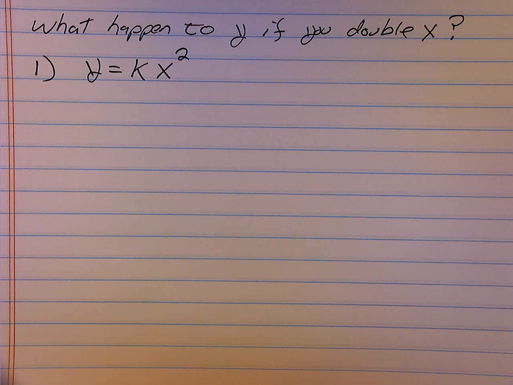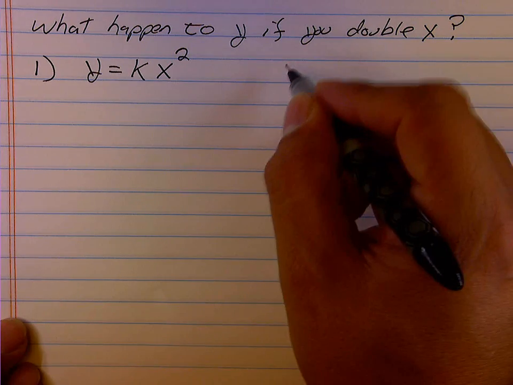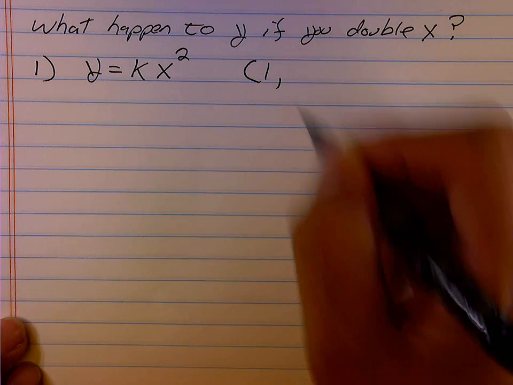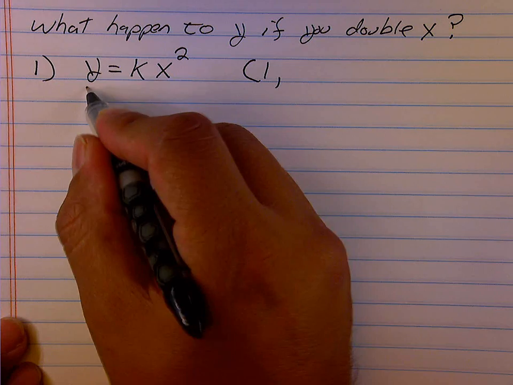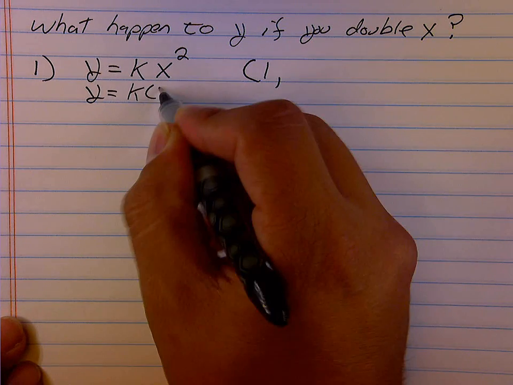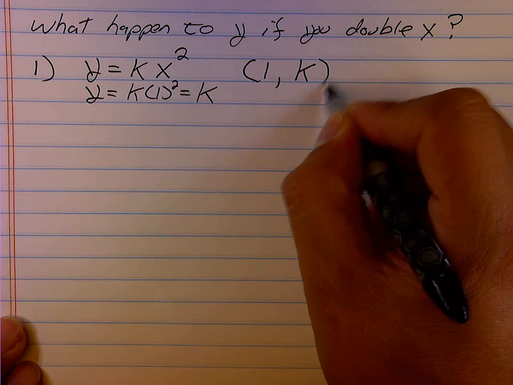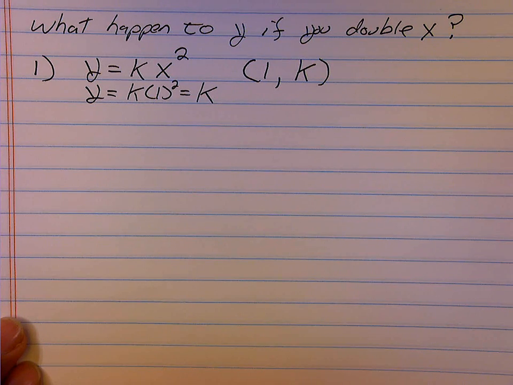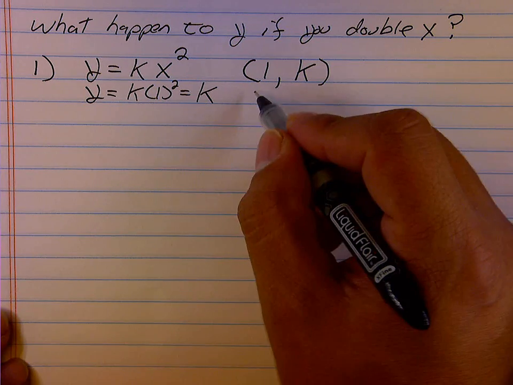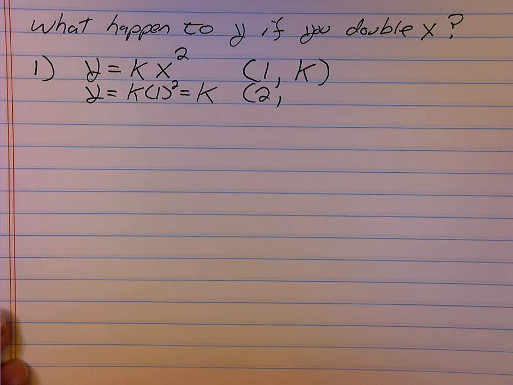Well, a good place to start with x would be an x value of 1. When x is 1, I'm going to plug it into the formula. I'm going to simplify it, and y is k. Now, even though I don't know what k is, I know how to double the x value. If the x value is 1, doubling it will produce a 2. And I'm going to plug that in the formula.